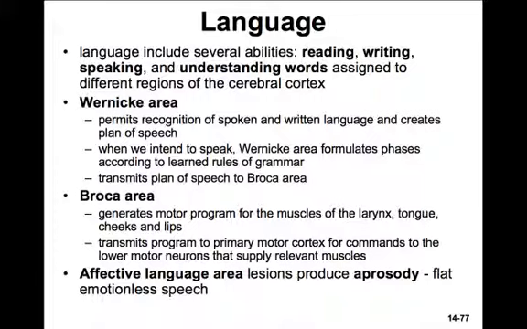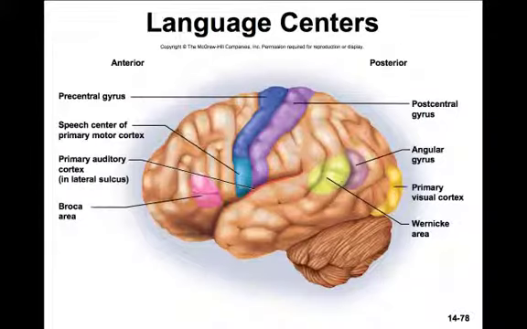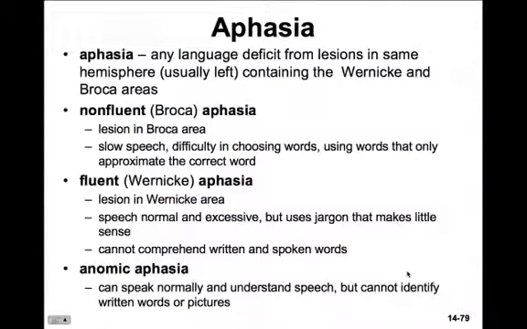Broca's area then generates a motor program for the muscles of the larynx, tongue, cheek, and lips, and transmits that program to the primary motor cortex so that it can command the lower motor neurons that supply the relevant muscles. If there are lesions in the affective language area, it produces a flat, emotionless speech called aprosody. Here are the language centers again. Broca's area up here in the frontal cortex, and Wernicke's area over here.